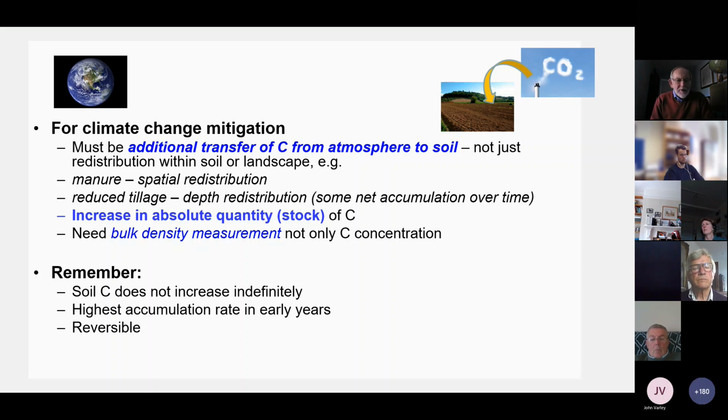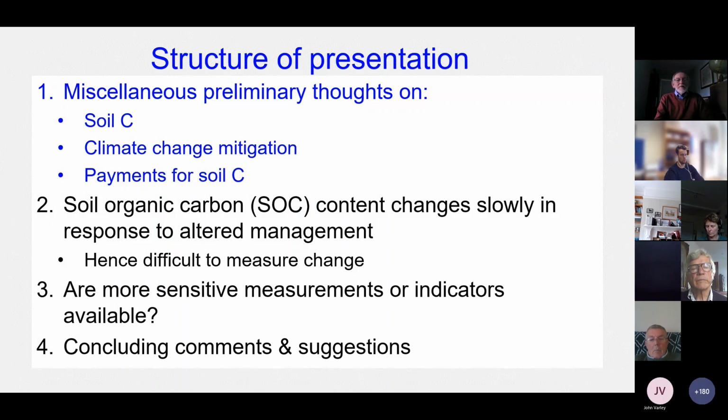Soil carbon cannot increase indefinitely. It doesn't go up forever or down forever. If you're accumulating soil carbon, the highest rate of accumulation is in the early years, then it slows off. And it's reversible. You might be doing good things that increase soil carbon, but if you stop doing them, then you'll go back to where you were before. Right, so that was just a few introductory points.